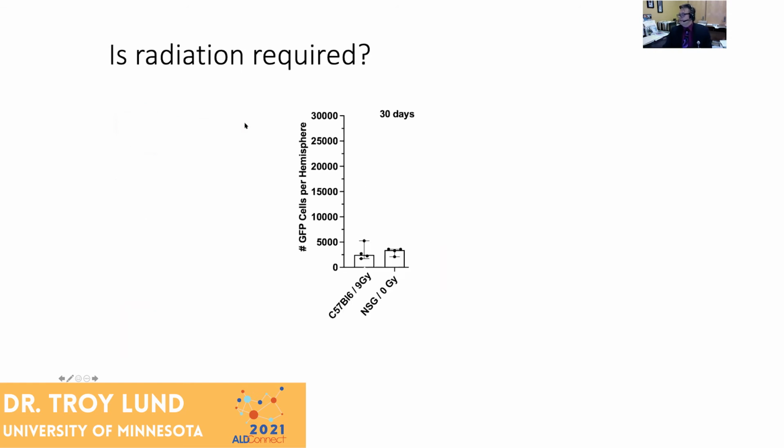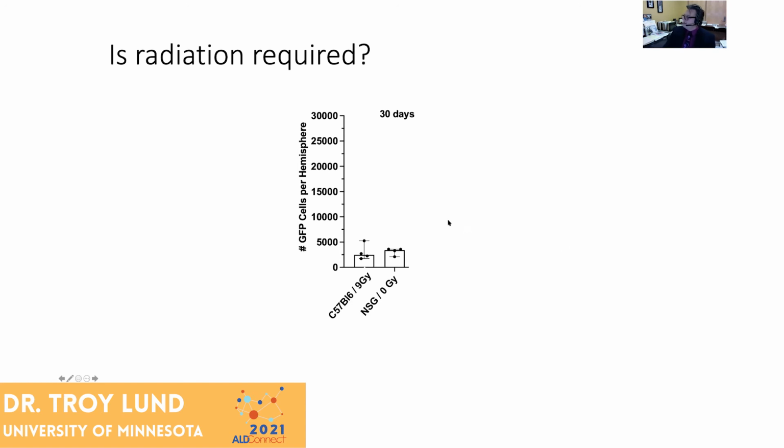Let's look at the brain now. Do the same thing. So this is the first data I showed you in a Black 6 mouse, so a regular mouse, full 9-gray radiation. We get about 2,500 cells. In this animal, this is the immune deficient animal, 0 radiation, we actually get about 3,000 cells. So this is the first time anyone's seen brain engraftment without a drop of radiation. So cells can get to the brain without radiation. We suspect the same is true for busulfan. Those experiments will be finished in 2 weeks.